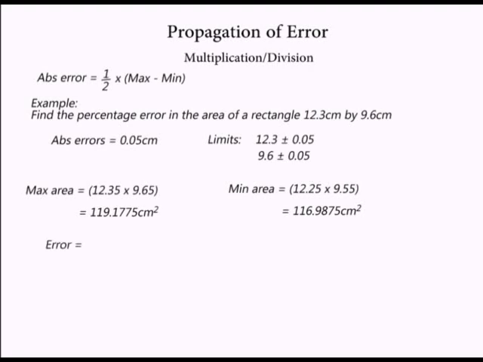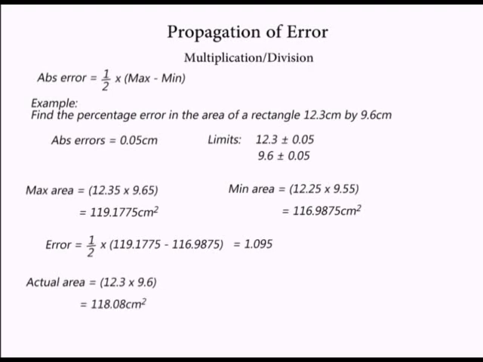Absolute error is a half times the difference between these two. That is 119.1775 minus 116.9875. That will give us 1.095. Actual area is equal to 12.3 times 9.6, and that is 118.08 square centimeters. Percentage error is equal to absolute error over actual measurement times 100%. If we do that, we shall get 0.01%.